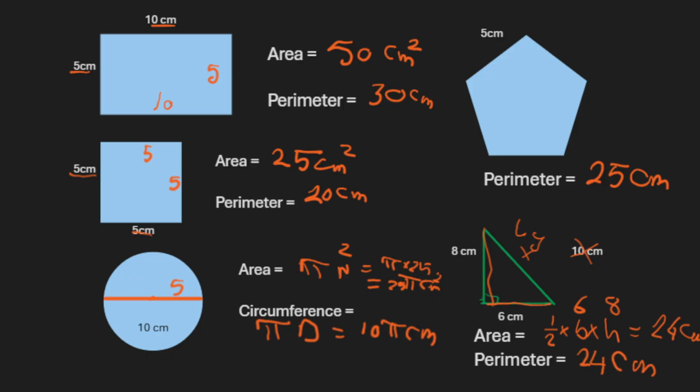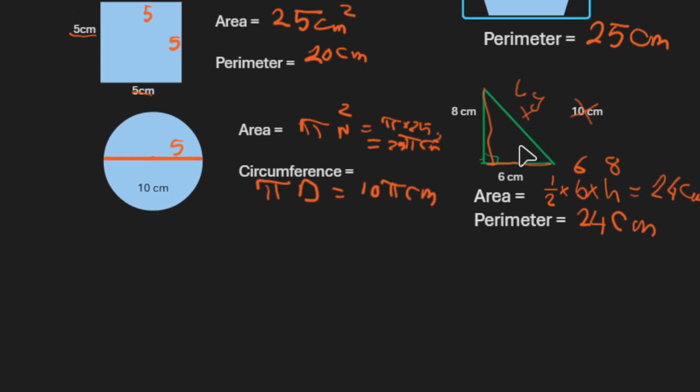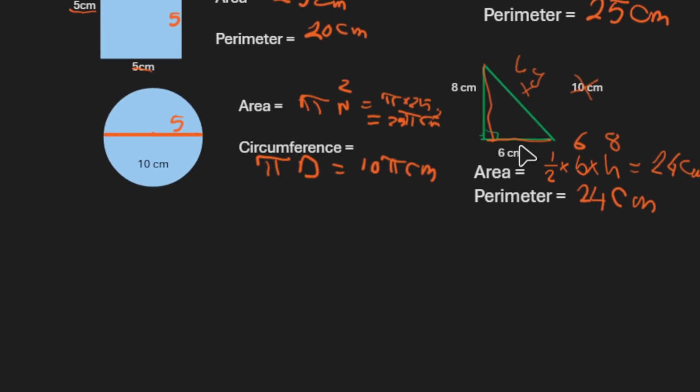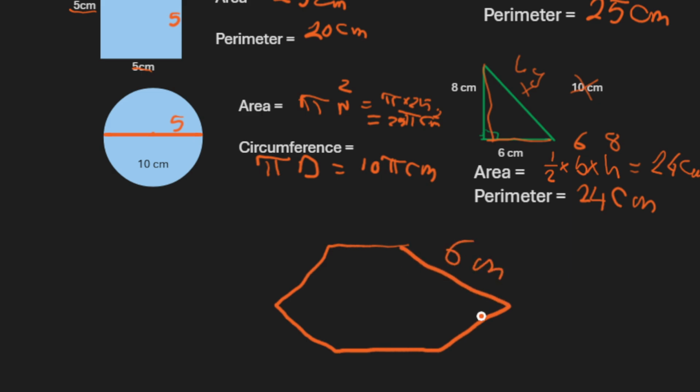How was it? Was it easy? Can you find the area? Can you find the perimeter of this shape? All the sides are 6 meters and they are all equal. Let's assume they are all equal. So can you find the perimeter here?